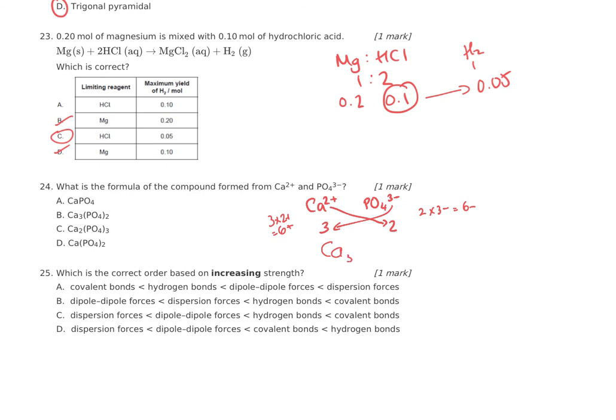So we have Ca3, PO4, remember because it's a complex or polyatomic ion, all of that is times by 2, so I use my square brackets, so it's going to be B.